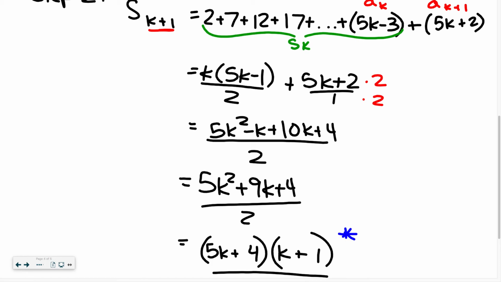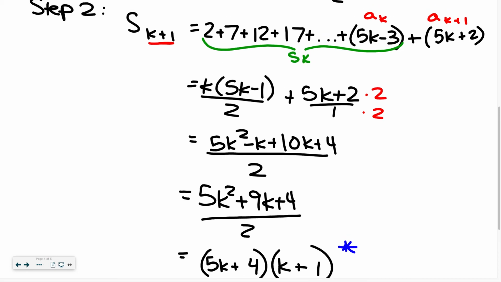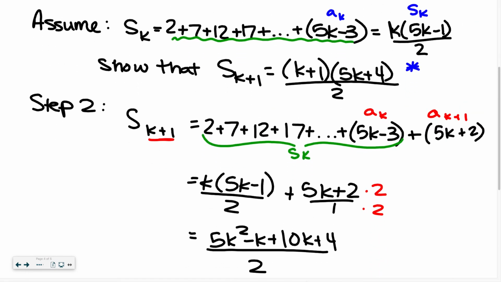Do you want to show how you did that first line again? Like where it says equals k times 5k minus 1 over 2 plus 5k plus... This one? Yeah. Okay, so up here, when you start step 2, you want to add up k plus 1 terms, right? So you have to show this long work where you add up all the terms. And you can model it after s sub k, but the only difference is, of course, you have to add this extra term here at the end, this 5k plus 2.